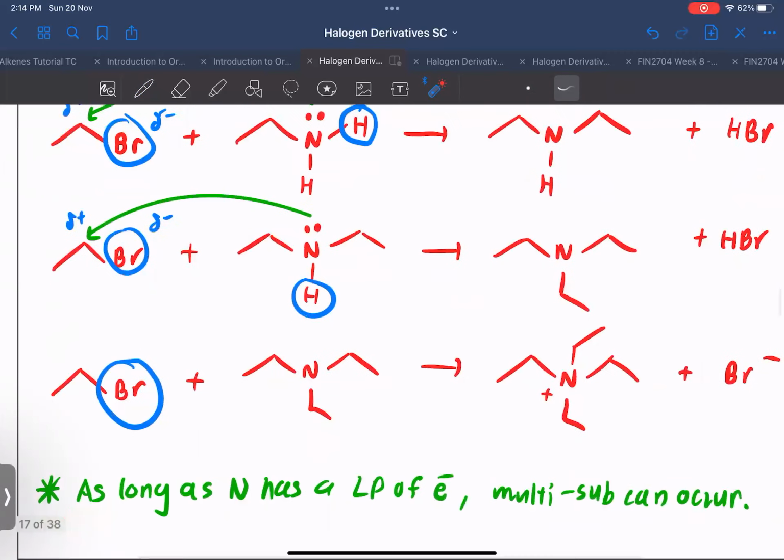Last but not least, the tertiary amine still has a lone pair. It can still attack the poor carbon. That's why now it has four wings.